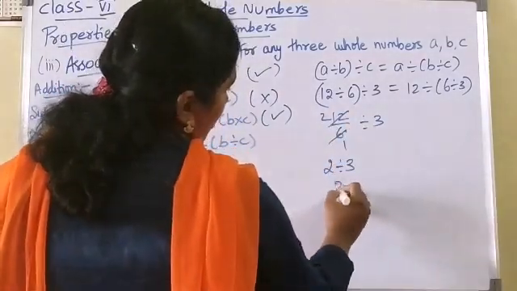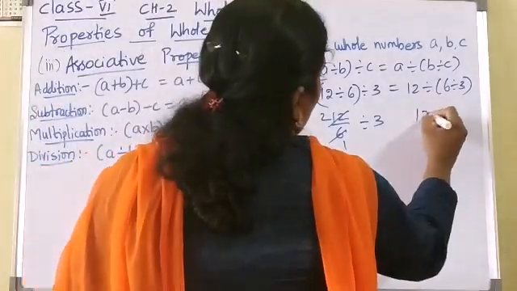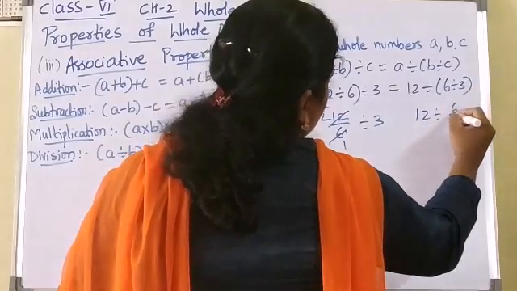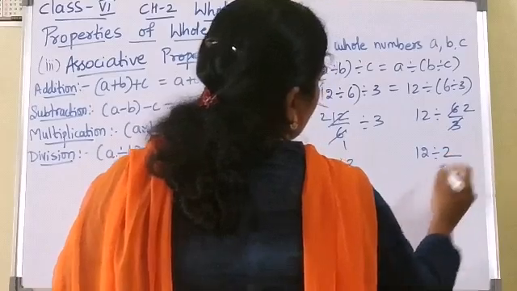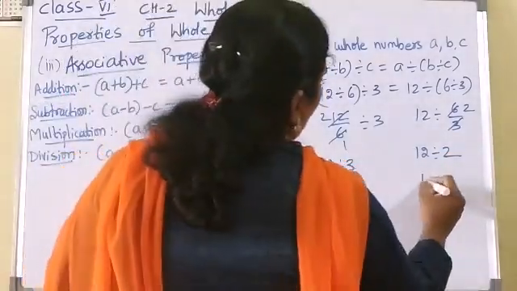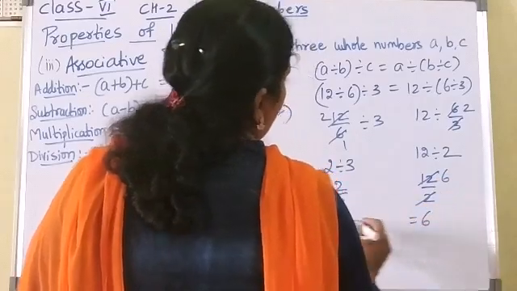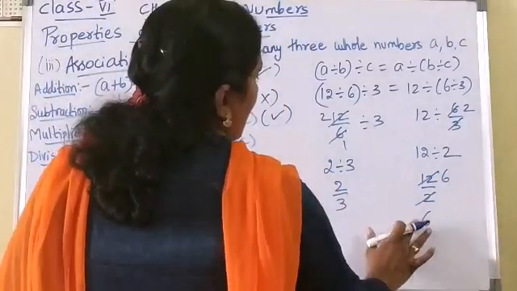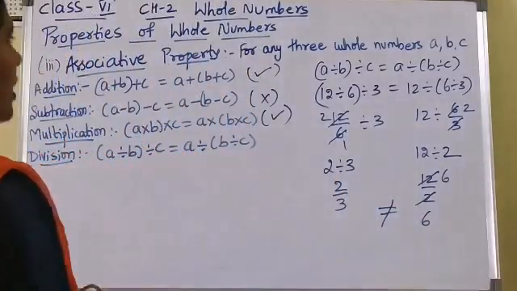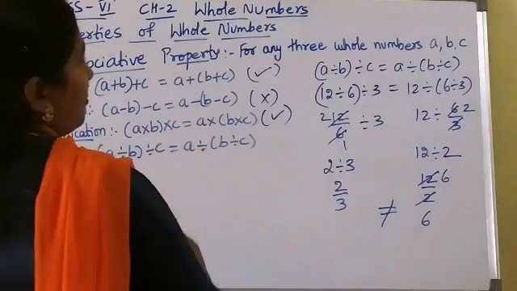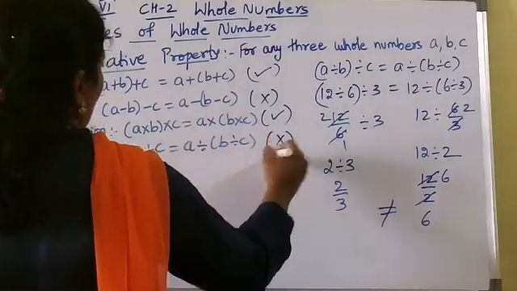2 divided by 3, how do you write, children? 2 by 3. Coming to here, 12 divided by (6 by 3). 3 ones are 3, 3 twos are 6. So 12 divided by 2. 12 divided by 2, how do you write? 12 by 2. 2 ones are 2, 2 sixes are 12. So you got 6 here. LHS you got 2 by 3 and RHS you got 6. So you never get equal when you divide three whole numbers in a different order. So associative property is not satisfied under division.